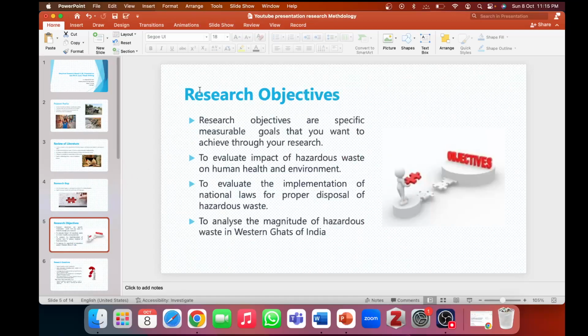Then you formulate research objectives. Research objectives are specific measurable goals that you want to achieve through your research. For example, to evaluate impact of hazardous waste on human health and environment, to evaluate the implementation of national laws for proper disposal of hazardous waste, to analyze the magnitude of hazardous waste in Western Ghats of India. Now you are working on hazardous waste. Keep in mind that research objectives start with word to.